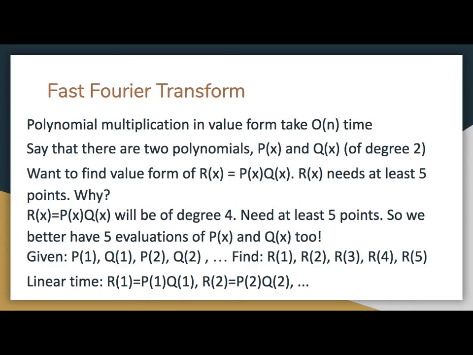And so if we're given the evaluations P1, Q1, P2, Q2, all the way up to P5 and Q5, we can find R1, R2, R3, R4, R5 in linear time because we know that R1 is equal to P1 times Q1, R2 is equal to P2 times Q2, etc. So it'll take us n time.